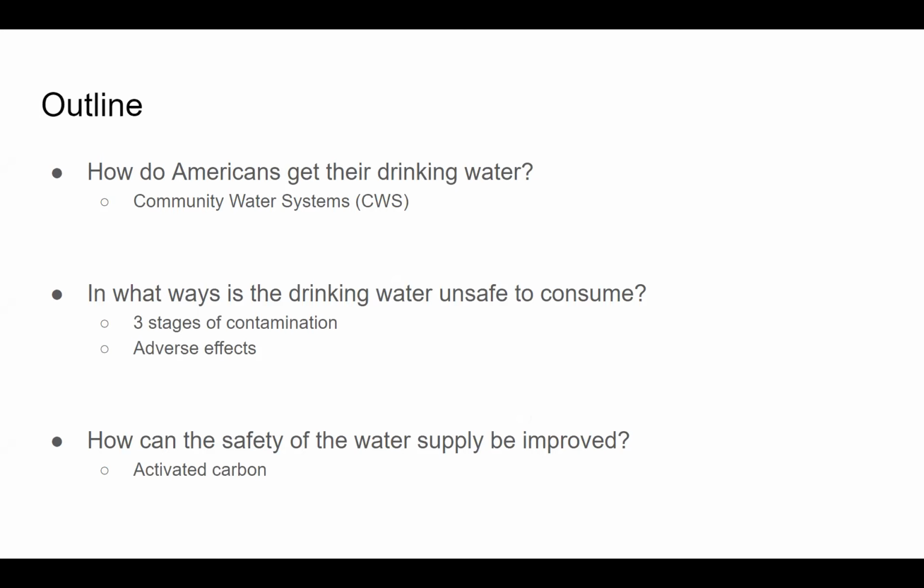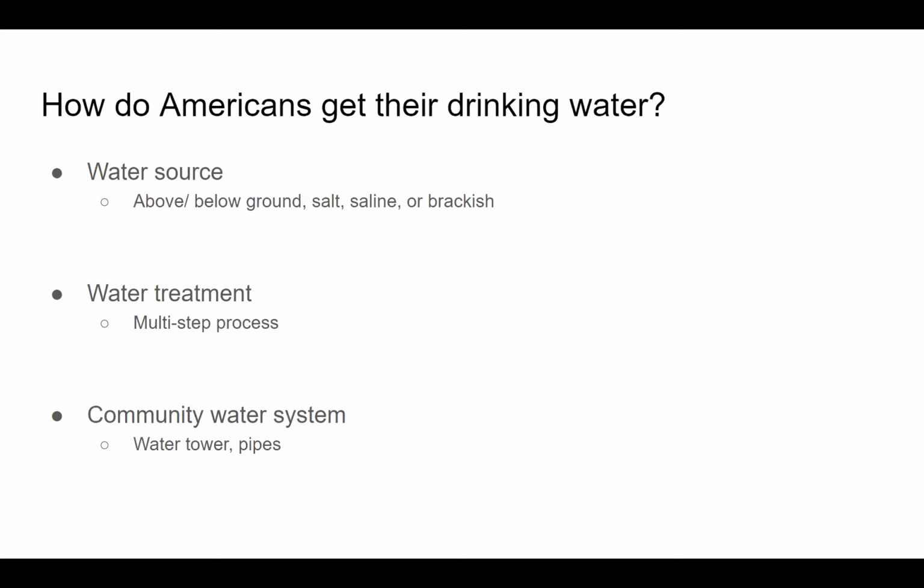In what ways is the drinking water unsafe to consume? We're going to cover a couple of possible pollutants and what kind of effects they might have. And finally, how can this problem be solved? How can the safety of the water supply be improved? We're going to look at a handful of solutions for each stage of contamination.